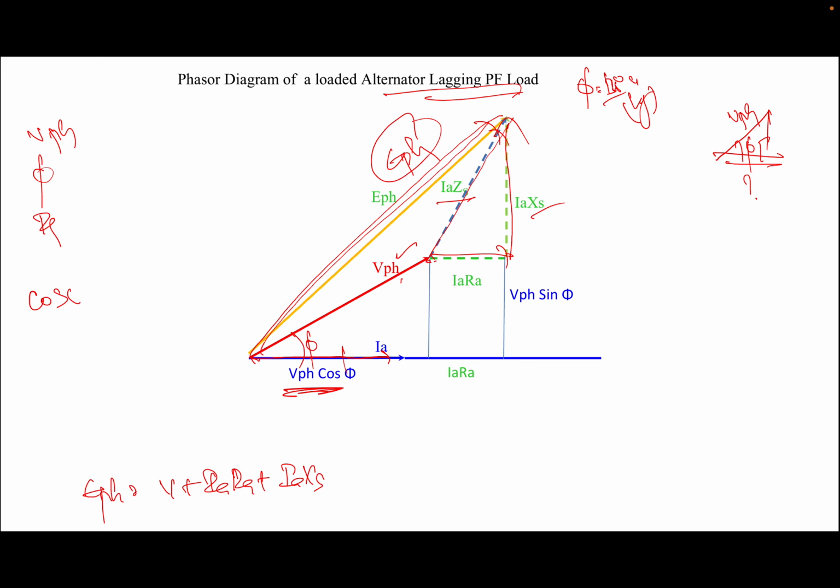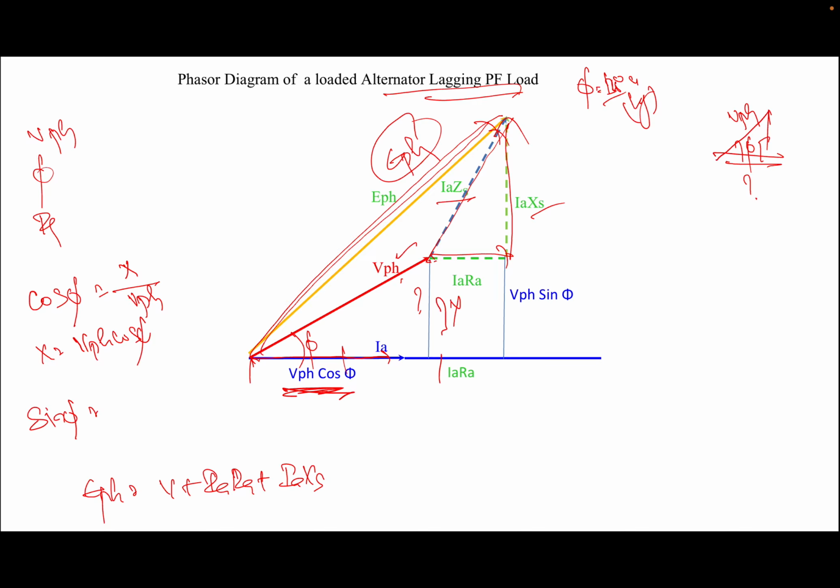So if I want to write cos phi equals this value, this x value is unknown, x by V phase. So if I rewrite, x equals V phase into cos phi, that's what I am writing here, V phase into cos phi. Similarly, I want to find out this value also. This is sin theta. What is sin theta here? Sin phi equals, now this value is y.